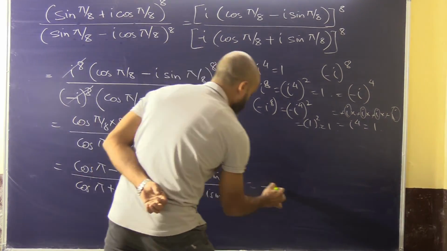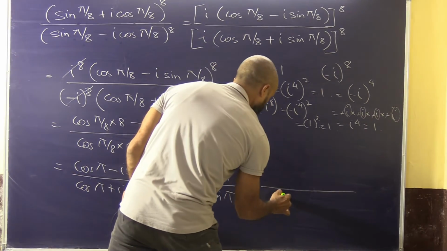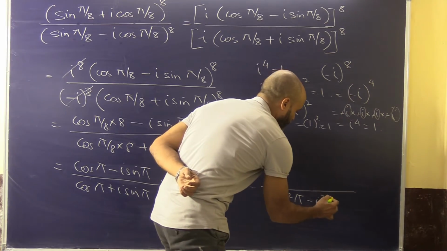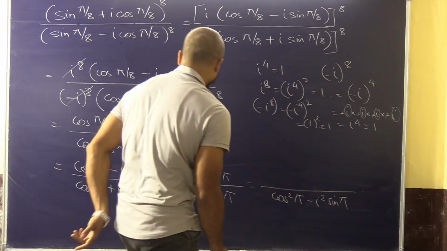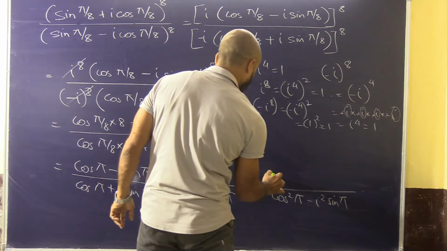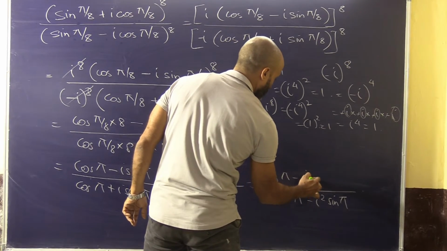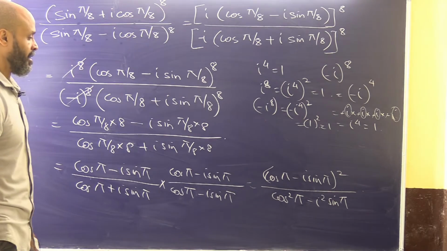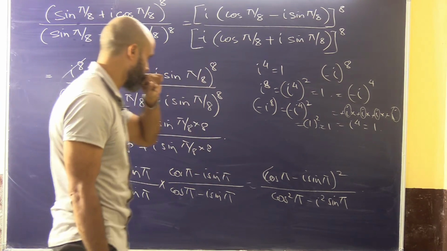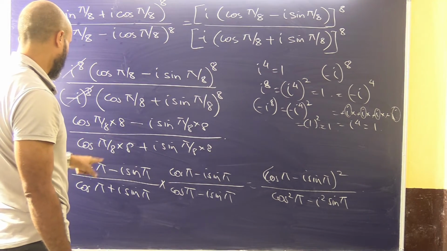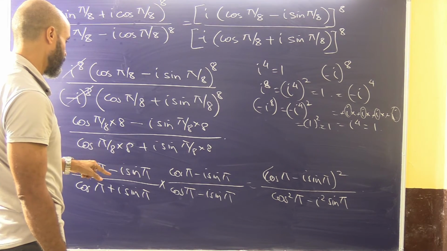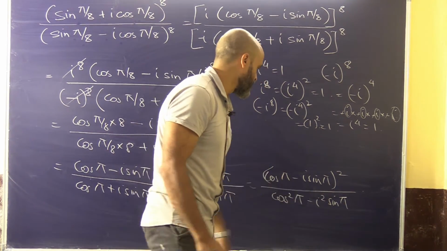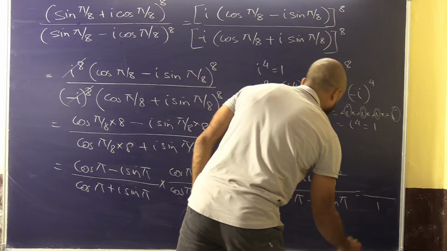So what's going to be the conjugate pair here? Cos square pi minus i square sin square pi in the denominator, and here it will be (cos pi minus i sin pi) square. So in this case, cos square plus sin square, obviously the denominator will become 1.